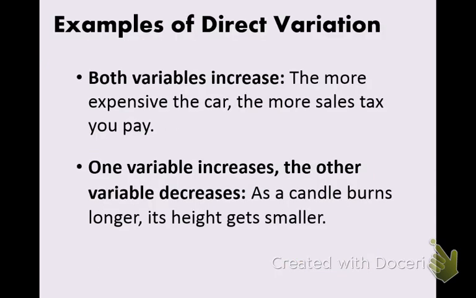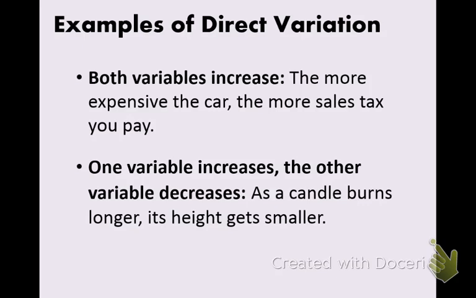A few real-life examples of direct variation. The first one is if the variables both increase. An example of this would be the more expensive the car, the more sales tax you have to pay. So I actually came across this when I was buying a car recently. The more expensive the car you buy, the higher the sales tax is, which stinks, but that's the way it is.